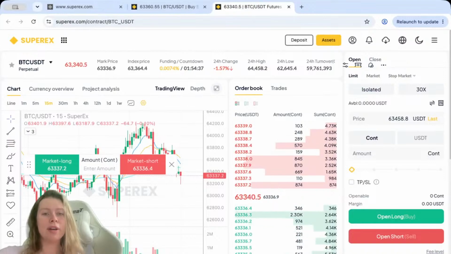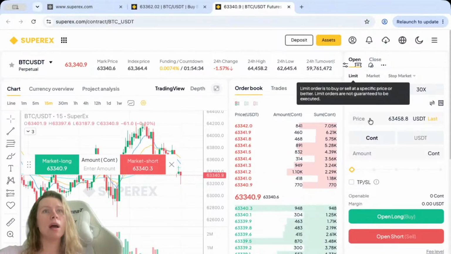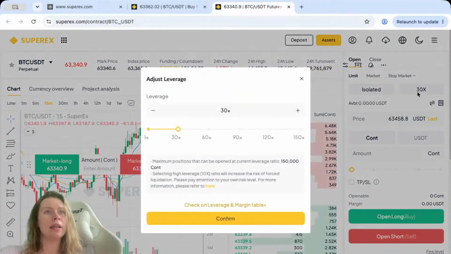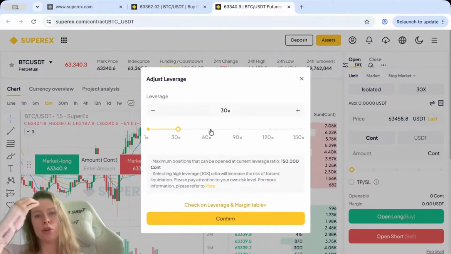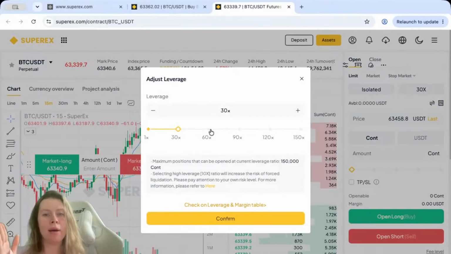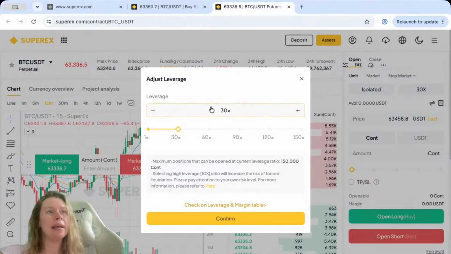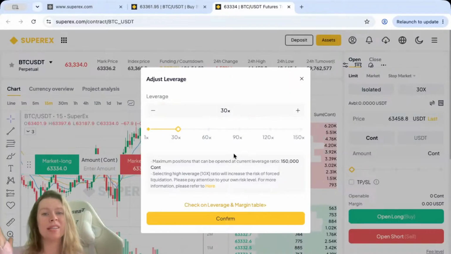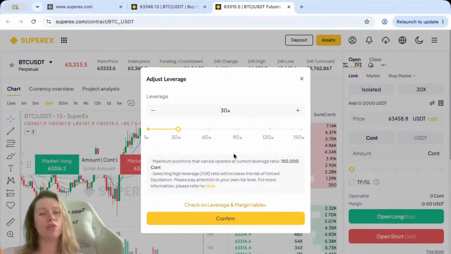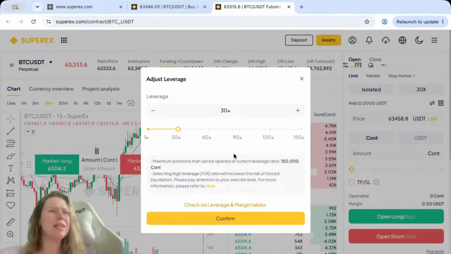Okay, next for leverage, right next to our margin mode, which I clicked isolate, you can click the 30 times here. So you can choose any amount and use the plus and negative, or you can just drag it all the way there. And remember, SuperEx lets you go from 1 times all the way to 150 times. So just read the warnings really carefully.